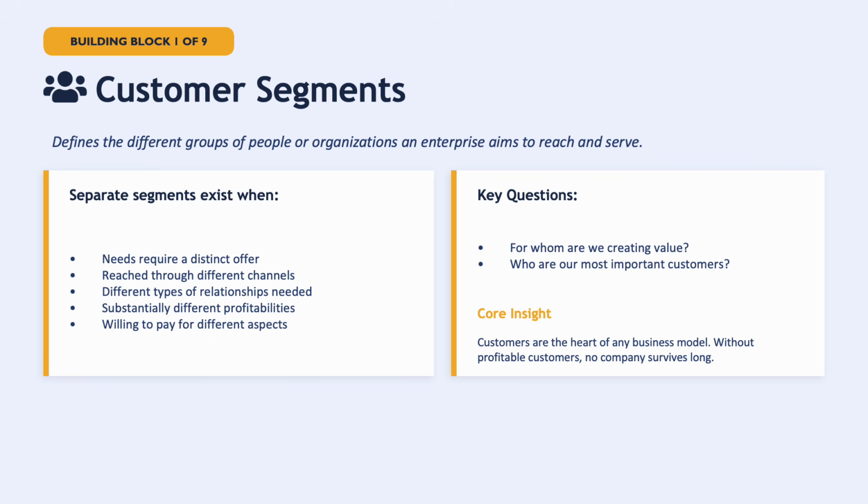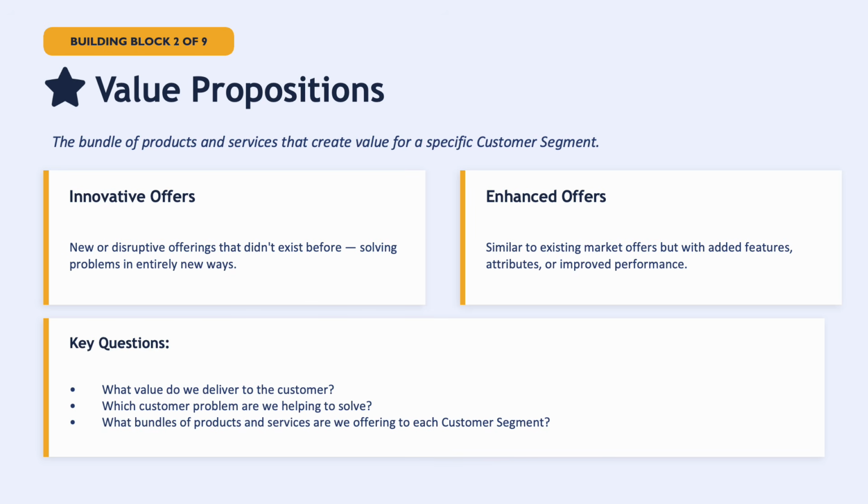Separate segments exist when two groups need a different offer, when they are reached through different channels, when they're willing to pay for completely different things. For example, a budget airline and a luxury carrier both transport people from one place to another, but their customer segments are completely different. They have different needs, different expectations, and different income levels.